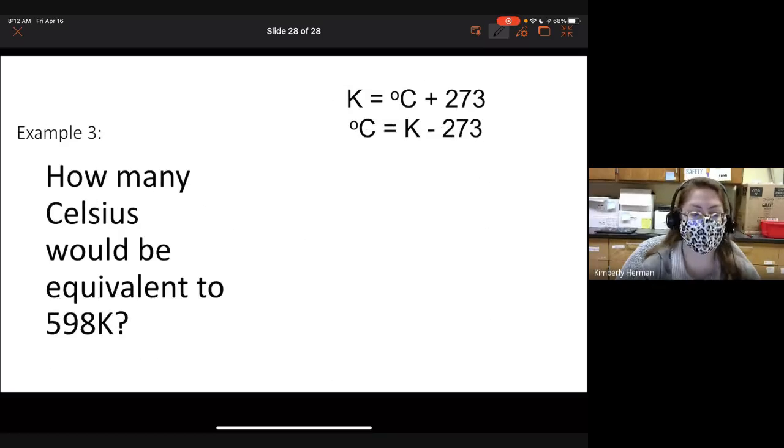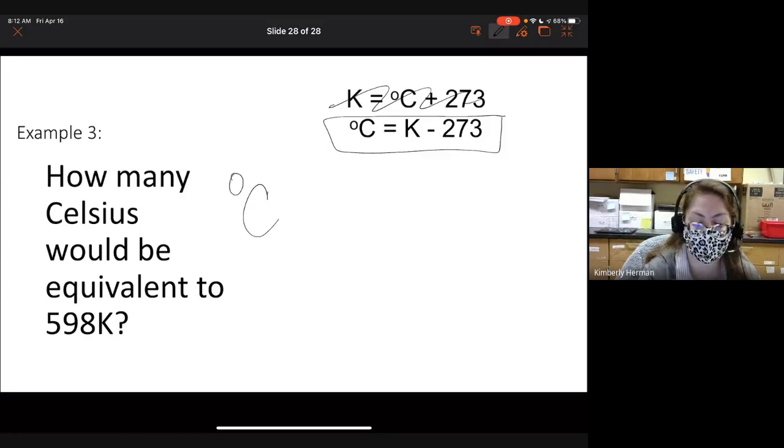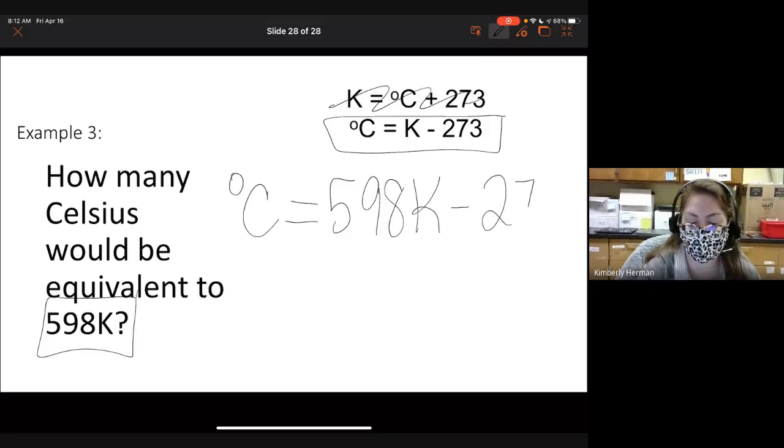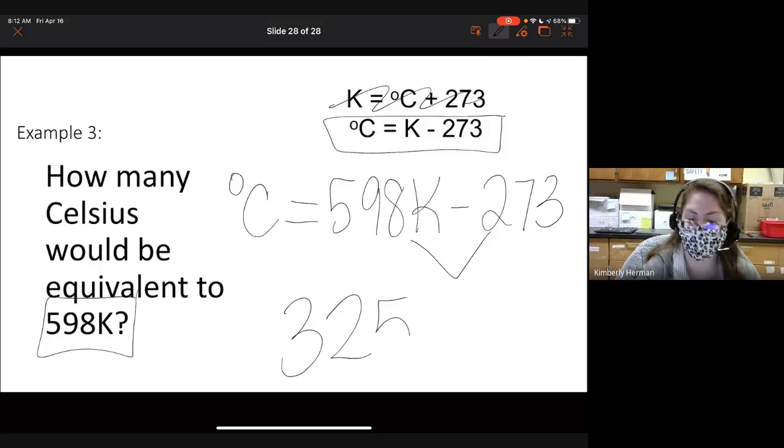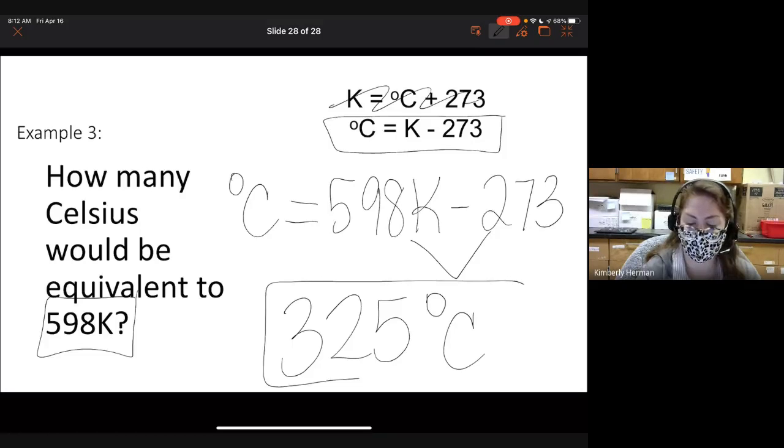Okay, our final example for temperature. How many Celsius would be equivalent to 598 Kelvin K? So this one, we're going to be using the bottom equation. So we're trying to find degree C is equal, we need our Kelvin, that's 598 Kelvin minus 273. So instead of adding on this one, we're going to subtract. So 598 minus 273, and we're going to see that we would have 325 degrees Celsius.